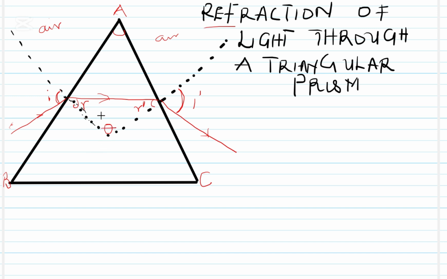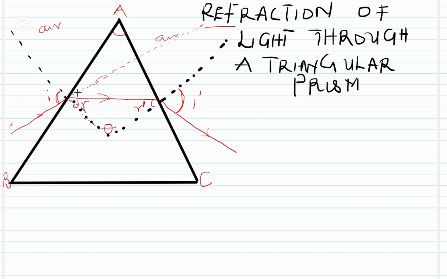Now, let's talk about the deviation. Suppose this light ray didn't go straight. Let's say it did not bend towards the normal, as you've seen in this very case. Let's assume it went straight up here based on its original path. This would have been the path of the light. But because of the material of the prism, it went from an optically rarer to a denser medium. It bent towards the normal.